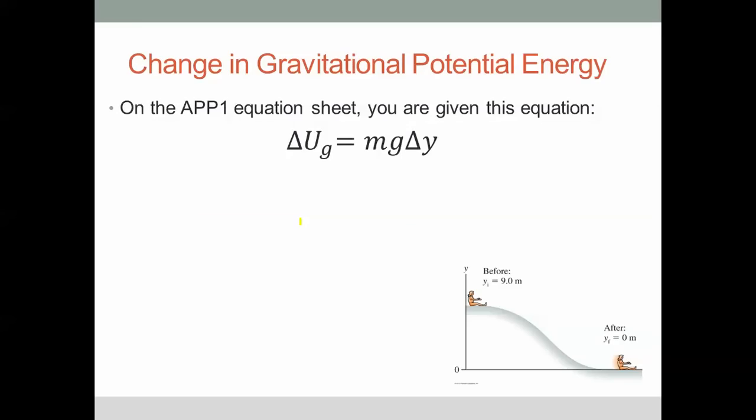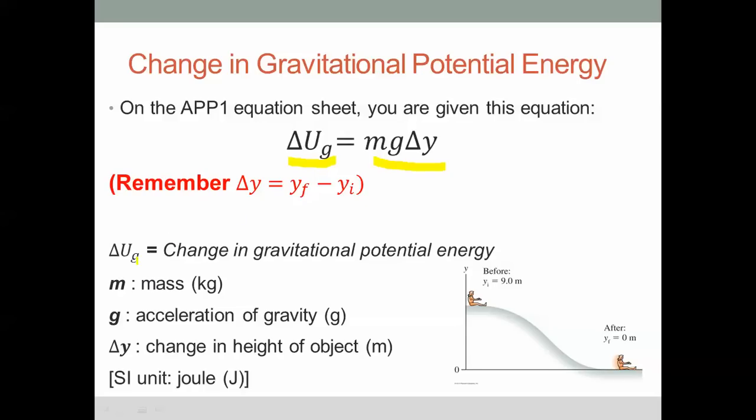What you see is this equation: delta UG equals mg delta y. Very similar, but this is just looking at the change in gravitational potential energy, not just what it is at one point. As a reminder, delta means the final minus the initial. So for example, delta y equals final y position minus the initial y position. So delta UG, the change in gravitational potential energy, is equal to mass times gravitational acceleration times the change in height. So let's do an example.